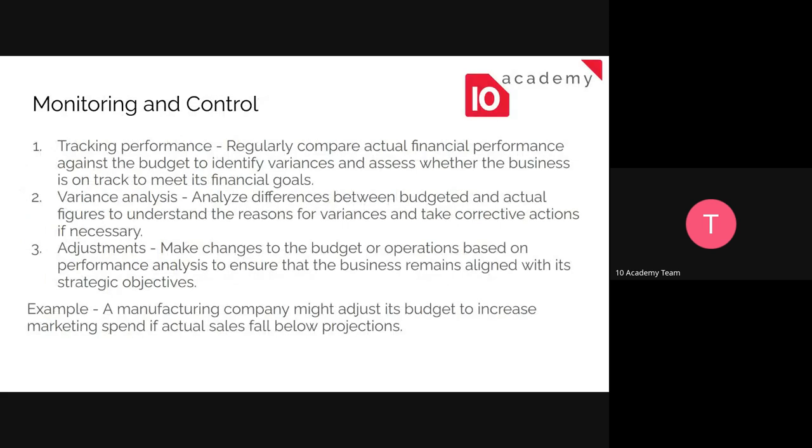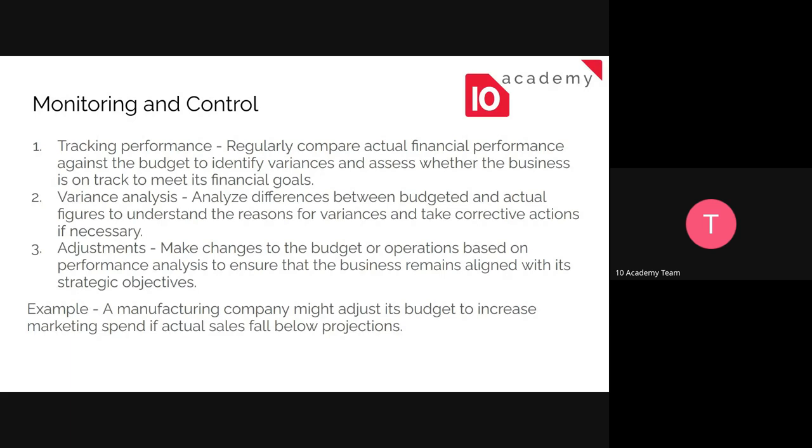So how do you monitor and control? The first thing you can do is track the performance of your budget. Regularly compare the actual performance with the budget and identify any variances that are happening, and assess whether the business is on track to meet its financial goals. Variance analysis means if there is some difference between the budget and the actual performance of the company, you can understand the reason for the variance and take corrective actions if necessary. And the final is assessment and adjustments.